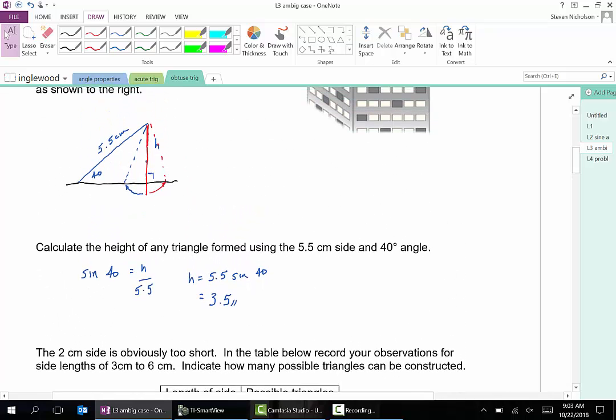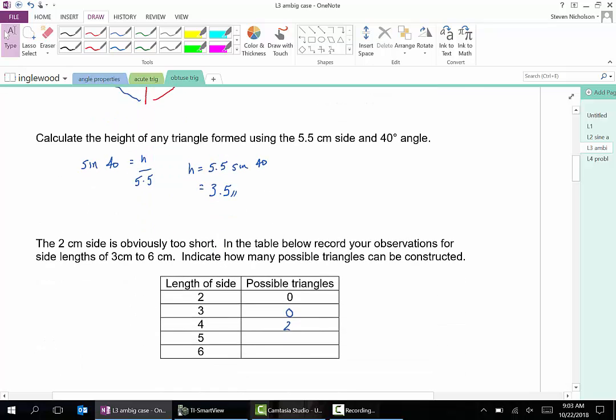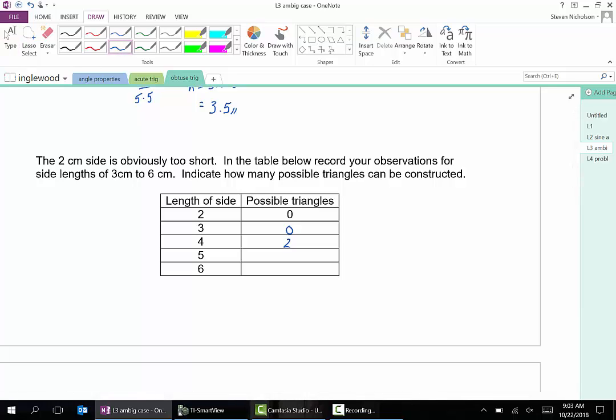Now, what about a 5? So again, I'm just going to extend this a little bit. So now I've added a centimeter. And I want you to see the same thing. We can swing it this way. We can swing it this way. And we end up having one obtuse triangle and one acute triangle. So with a 5 centimeter, we can make 2 triangles.